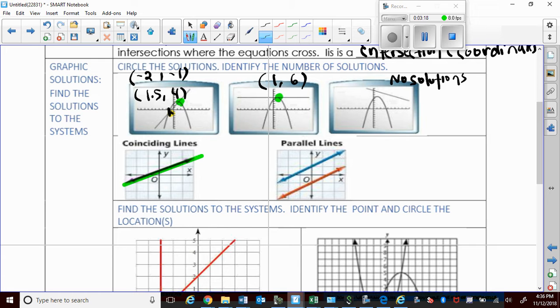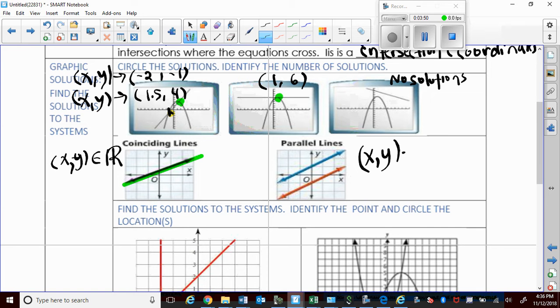Over here, I want you to write this: x, comma, y maps onto this. And here, x, comma, y belongs to all real numbers. We're going to discuss what that means. That means all solutions ever. Over here, parallel lines, x, comma, y, no solution.